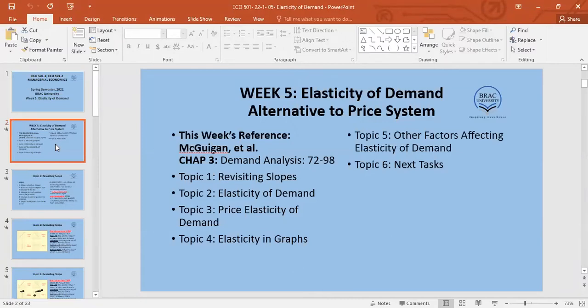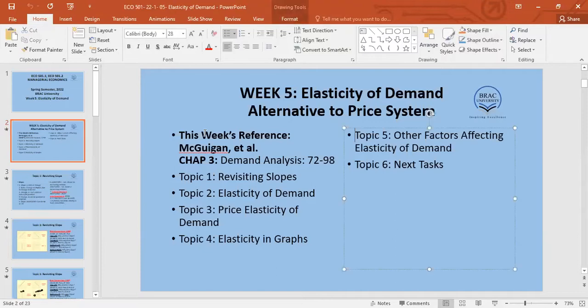Okay, good. The thing is, the undergrad books, whether you came from business school or economics major, talk about 2 types of elasticity of demand. One is price elasticity, one is income elasticity. But since we're doing an MBA program, we are more interested in the practical matters of what elasticity of demand is. That we will look at in topic number 5. And then finally, we'll look at the next tasks we will do. So let's start with topic 1.